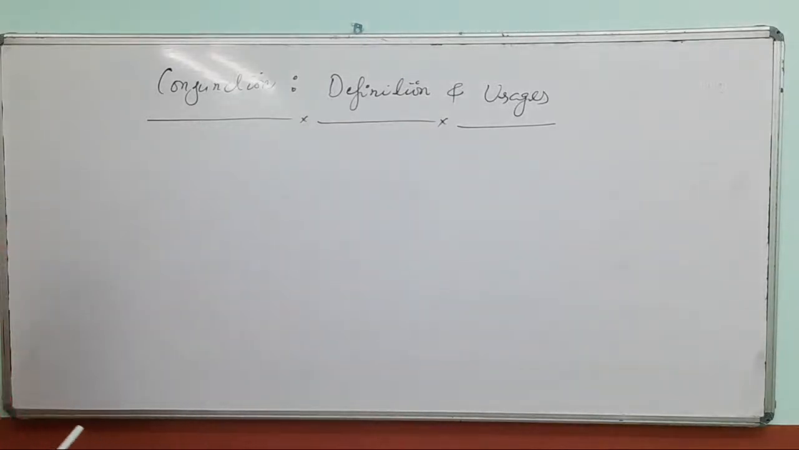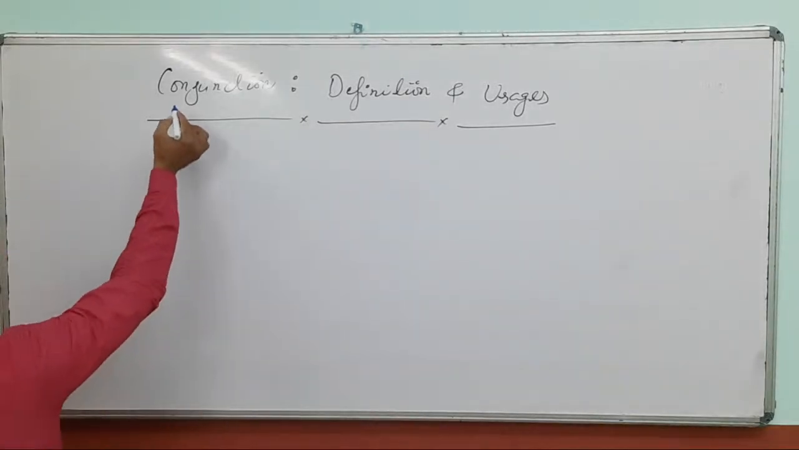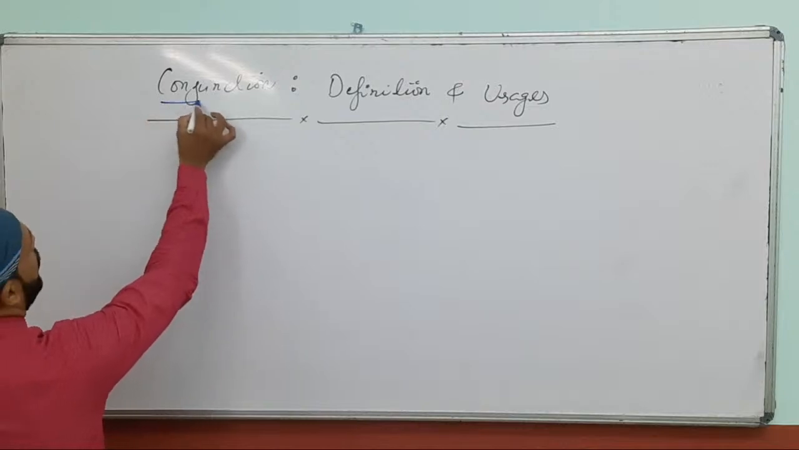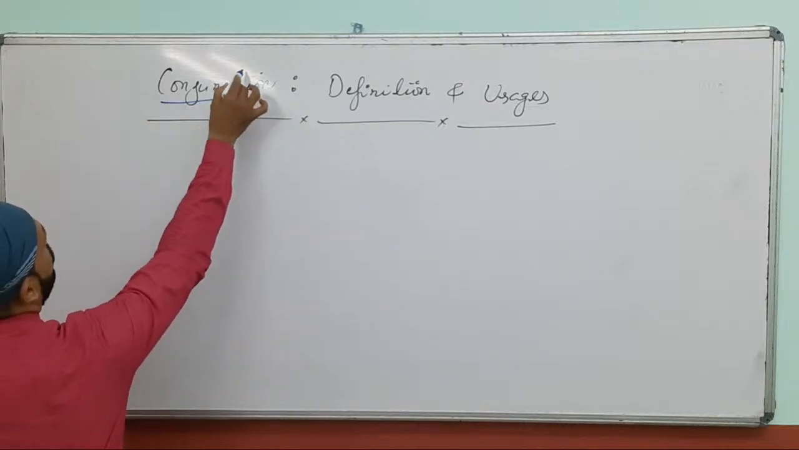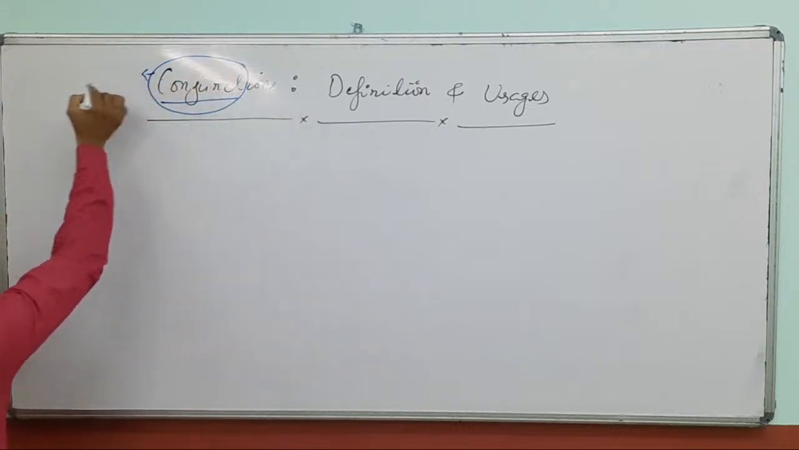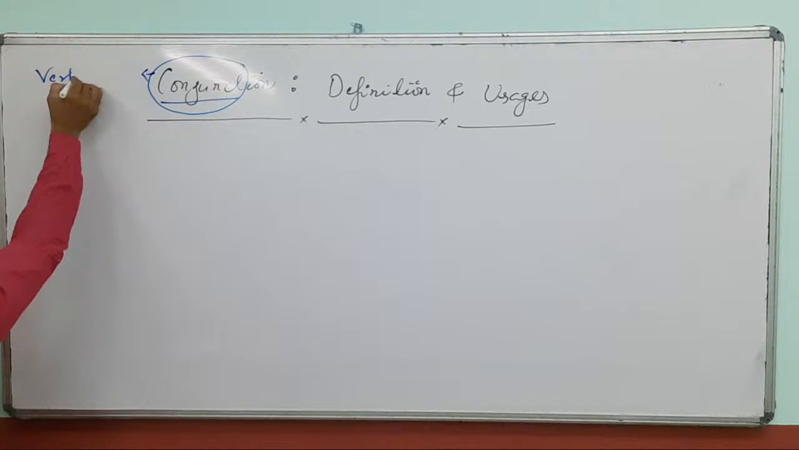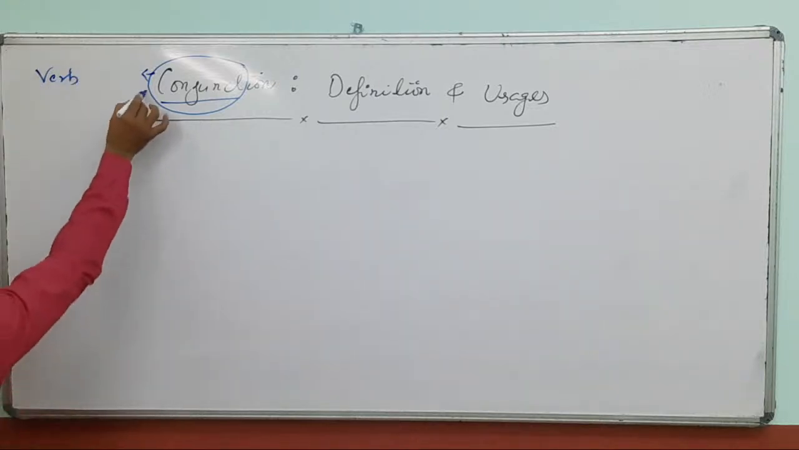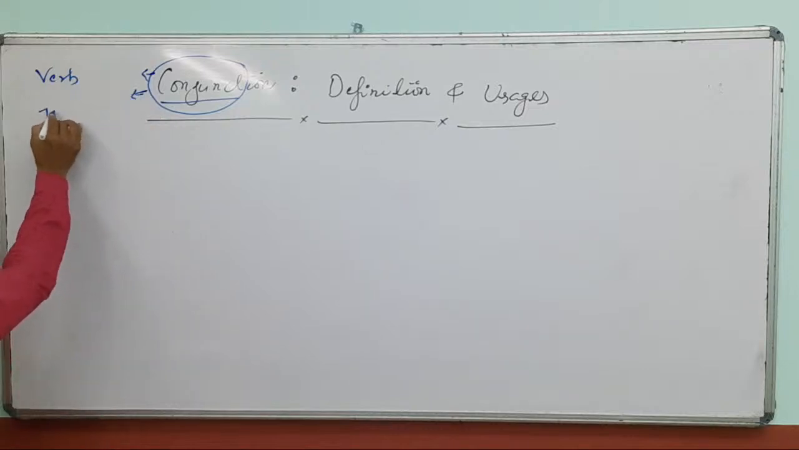So what do you see? Conjunction is actually a word that is made with the help of the verb conjunct. Conjunct is a verb, and conjunct means to link.